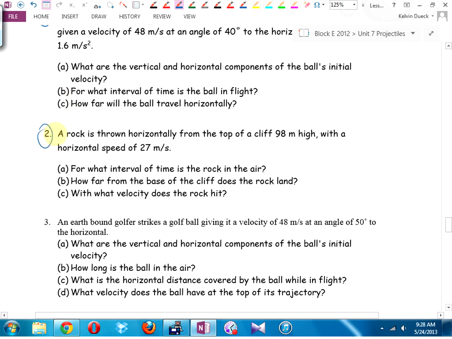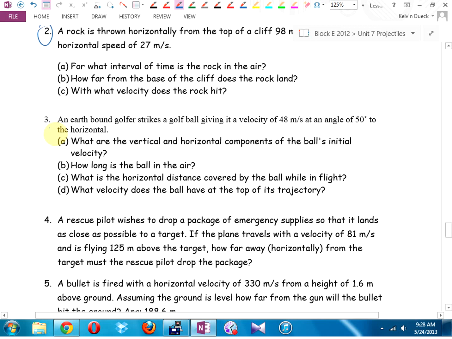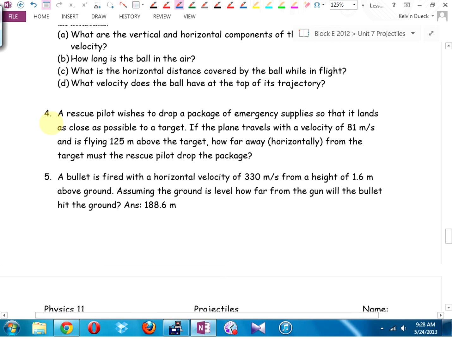Number two, horizontally, so we've done that already. Ooh, the tricky part is C. C says, with what velocity does the rock hit? That's wanting you to come in at an angle and add the components, magnitude and direction. Number three, an earthbound golfer angle. That's a good one.